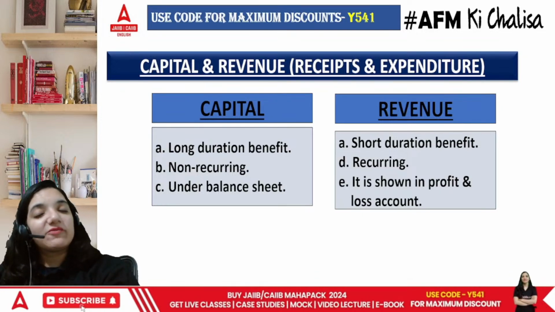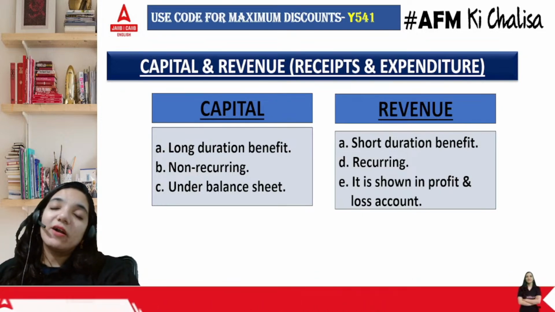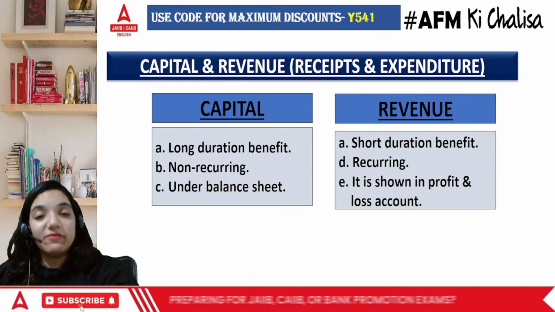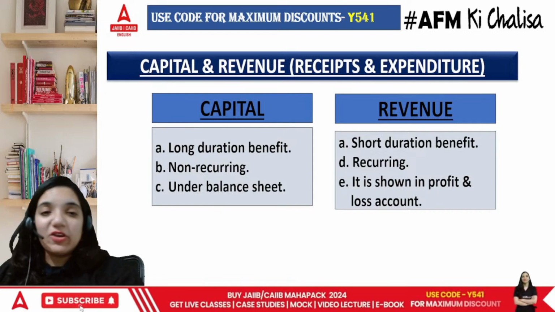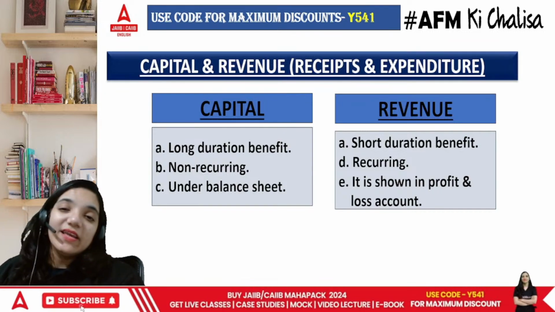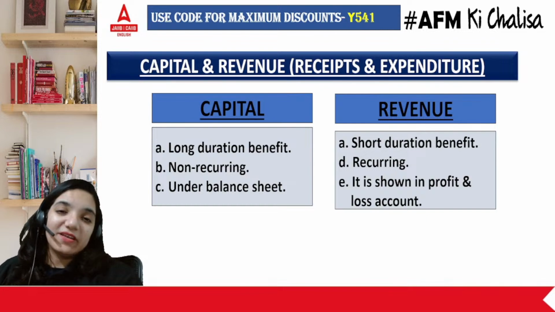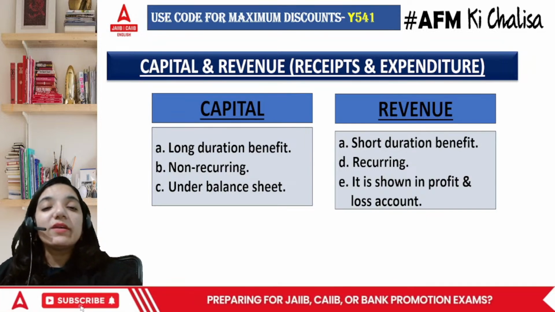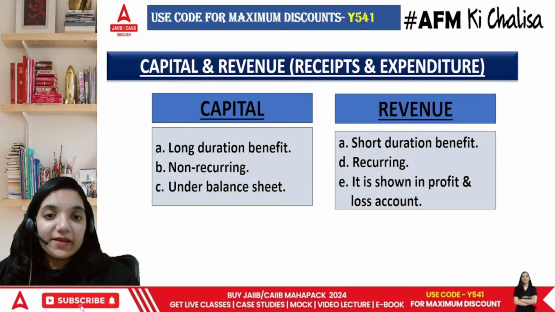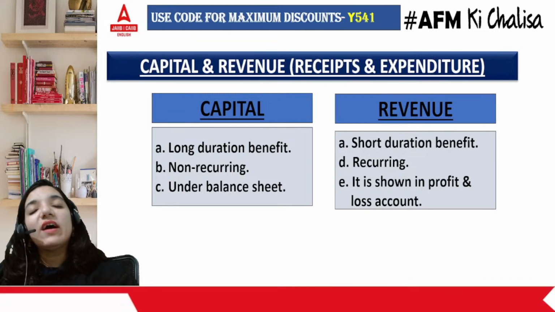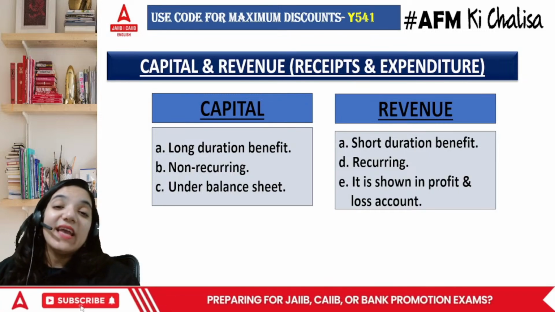For example, this is for long term duration. If I buy a car today, it's a long term investment, it's a capital expenditure. And if I spend money on buying a normal pen, everyone, it's a revenue expenditure. So, long duration benefit, non recurring in nature. I do not buy a car every day. I wish I could, but ultimately I cannot buy it every day. And this is under balance sheet because it's going to be an asset.